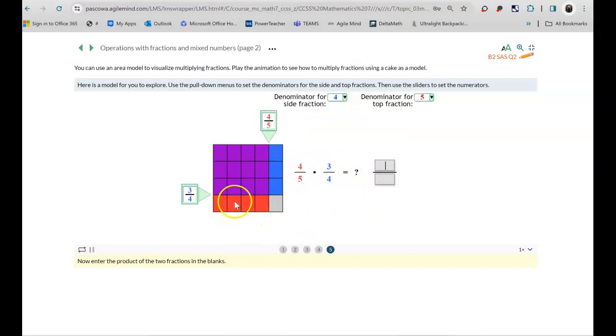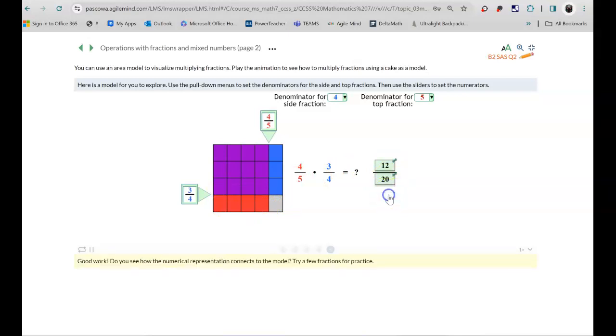So the intersection of those two spots is, how many purples are there now? 1, 2, 3, 4, 5, 6, 7, 8, 9, 10, 11, 12. There are 12 of them out of a total of how many? Well, counting up to 20.